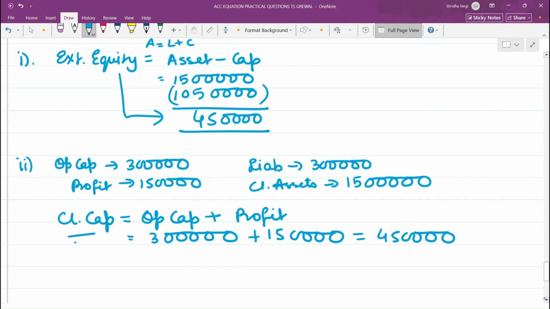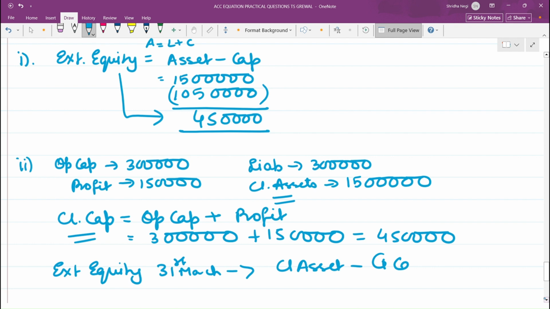4,50,000. Now you know the closing capital, you know the closing asset. So can you find out the external equity on 31st March, the last day? It will be closing asset minus closing capital. So what is the value of the closing asset?